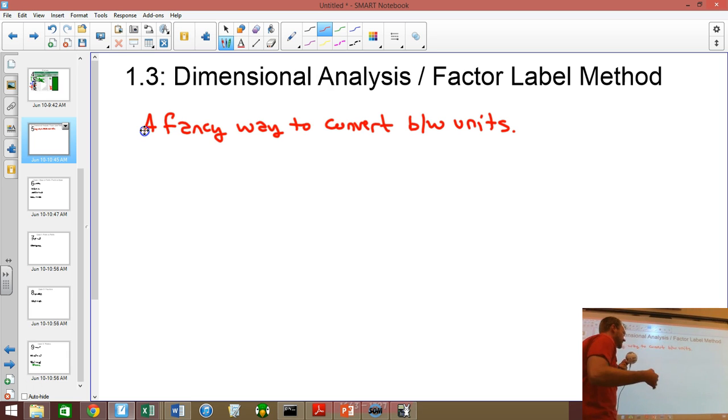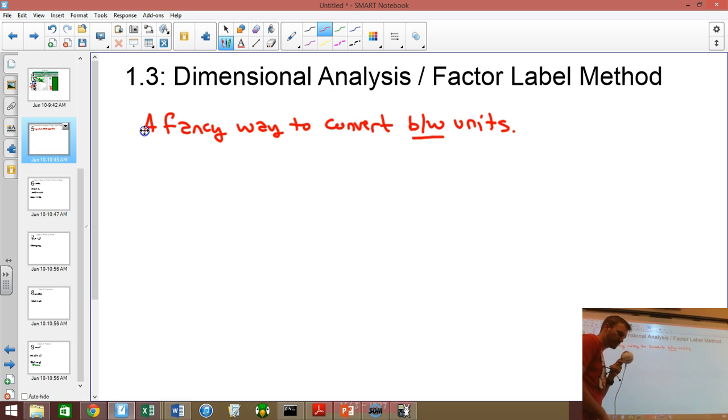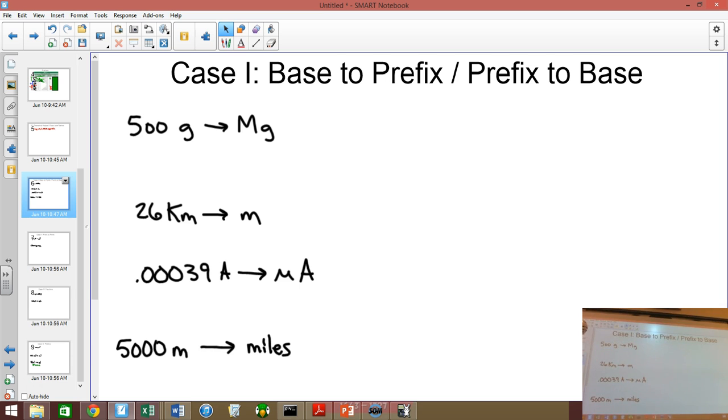It's a fancy way to convert between units. I do this as my little shorthand for between. Let me give you some examples, just so you kind of see how this works. You have to know your prefixes. You cannot do this without knowing the prefixes, so you're going to have to memorize those prefixes that we learned in 1.2. So first of all, my first example, going from a base.